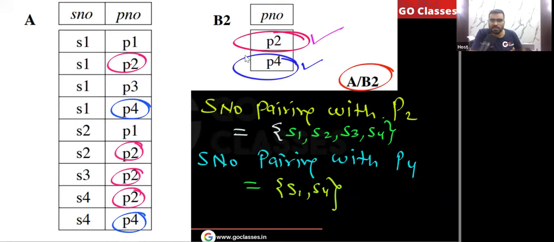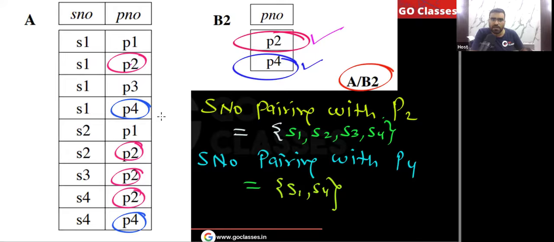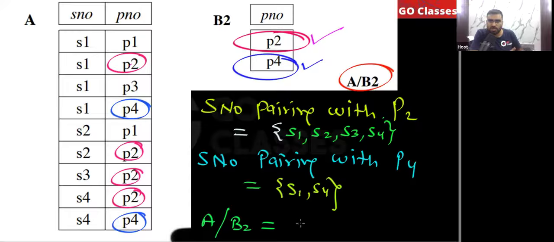Do you agree? This is interesting, right? This is another way. I hope you are finding this interesting. Please understand, in the division, we will have those S numbers which pair with this also and this also. So what do I do? First, I find those S numbers which are pairing with P2. Then I find those S numbers which are pairing with P4. Now I am looking for the intersection. So my desired answer, A divided by B2, will be the intersection of these two.